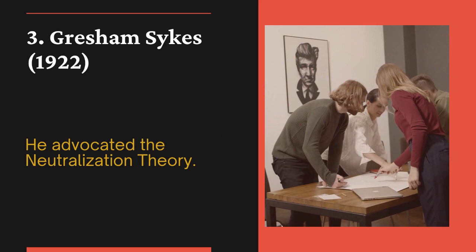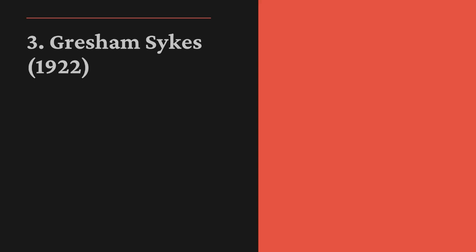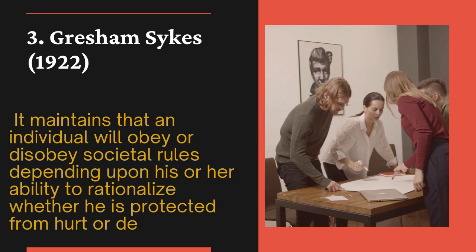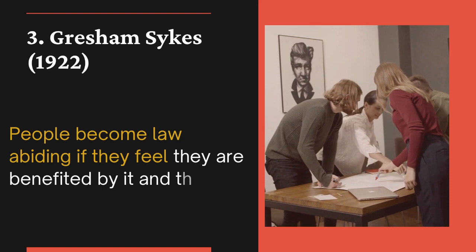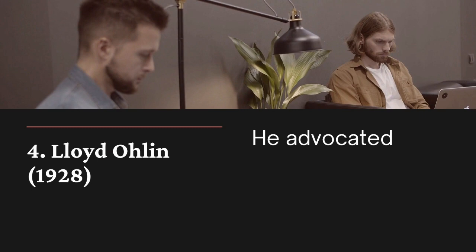3. Gresham Sykes, 1922. He advocated the neutralization theory. It maintains that an individual will obey or disobey societal rules depending upon his or her ability to rationalize whether he is protected from hurt or destruction. People become law-abiding if they feel they are benefited by it and they violate it if these laws are not favorable to them.